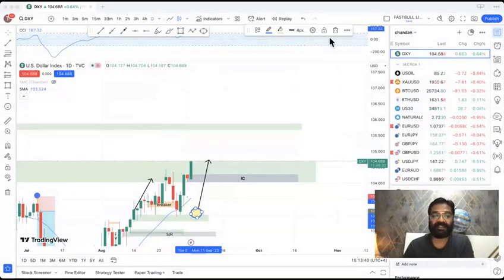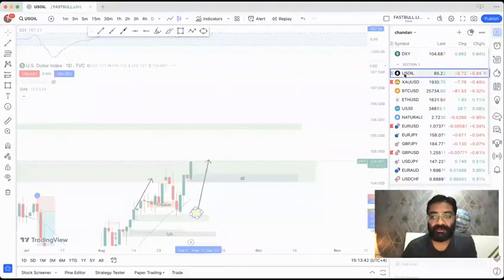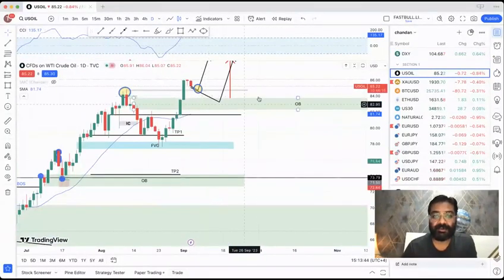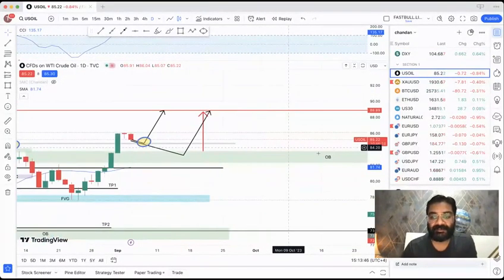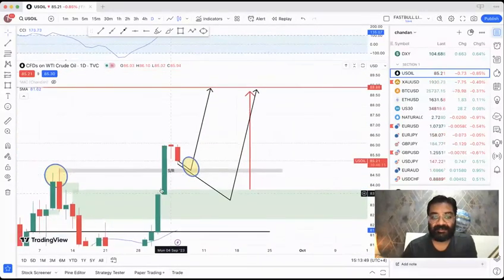Okay, let's move to the other chart. Crude oil, I have told you, it's moving up. Most probably from any of these places, it will pick up and the correction would suffice.